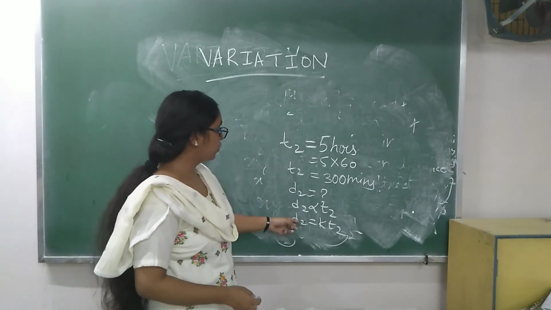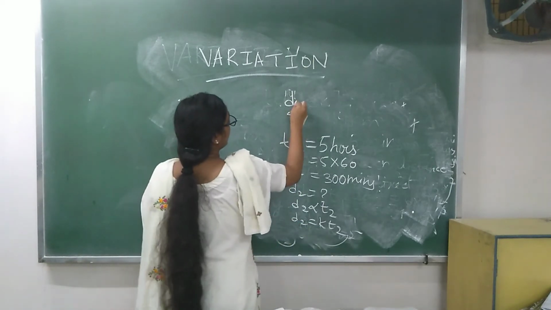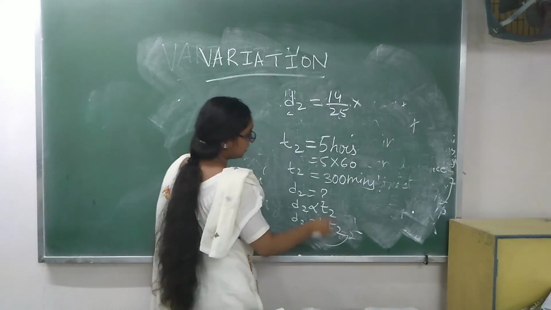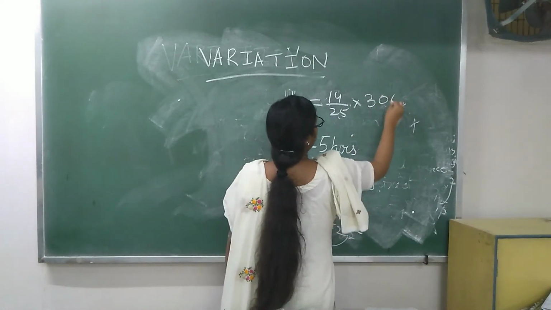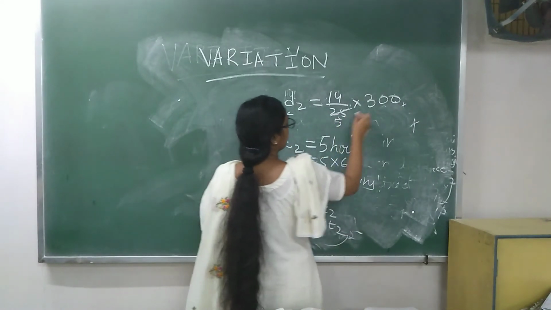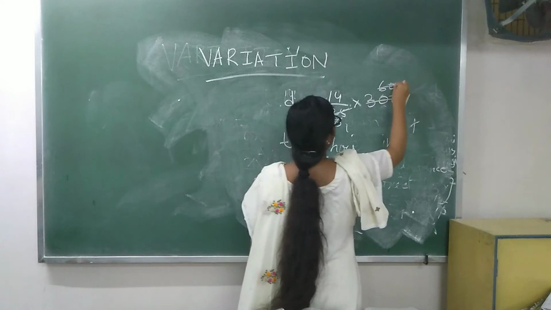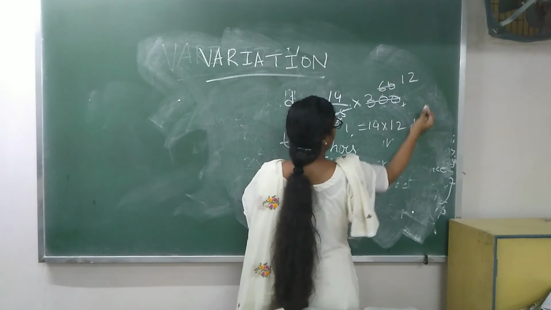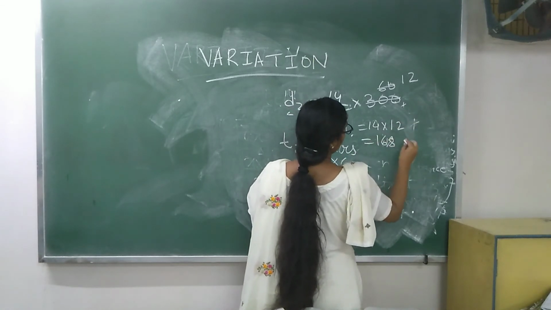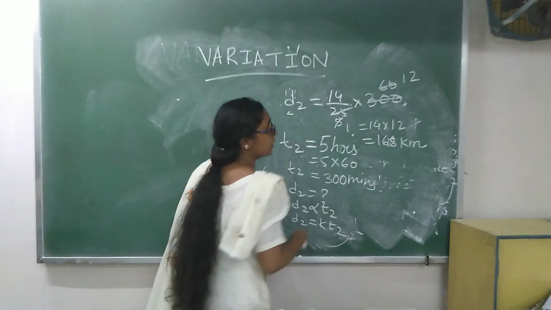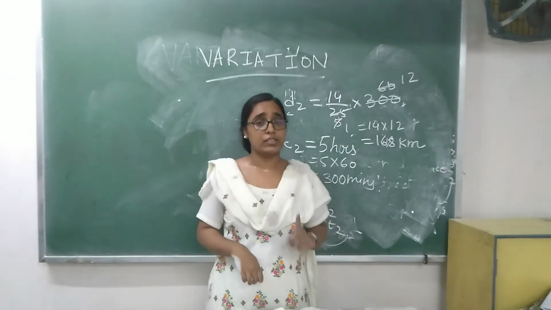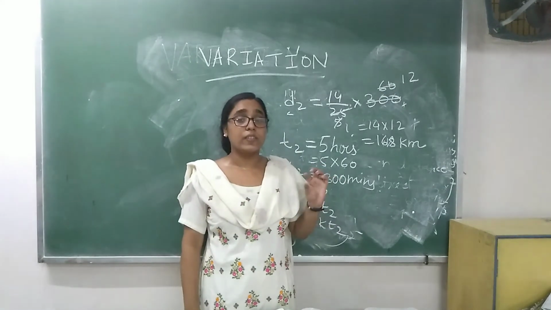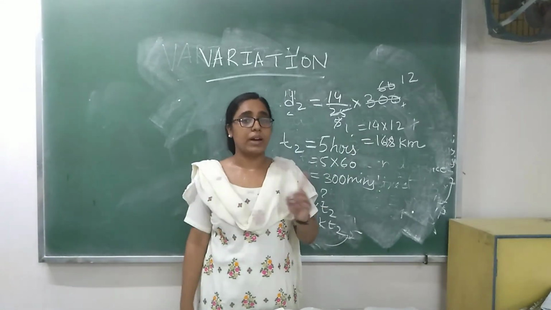Now in place of d2, you don't know the value, but you know the k value. First write d2. The k value is 14 by 25, and the t2 value is 300. Cancel this: 5 5s are 25, 5 6s are 30, 5 1s are 5, and 1 will come. 5 2s are 10. 14 into 12, how much will you get? 168 kilometers. So in the answer what will you write? Always write the answer in a statement: how far will he go in 5 hours? He will go 168 kilometers in 5 hours.